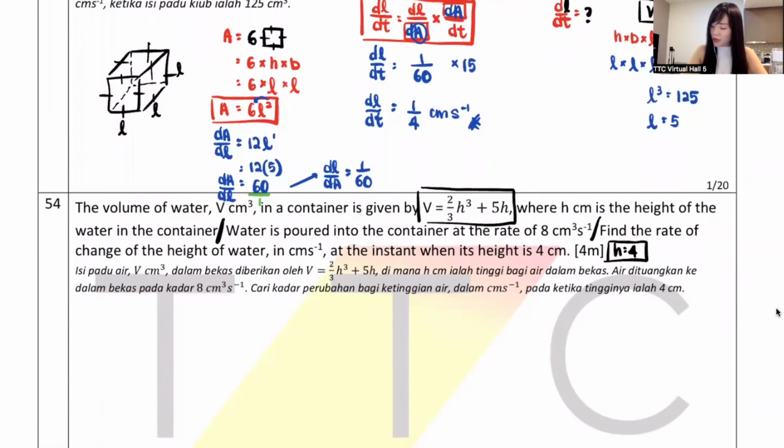I repeat, the keyword is rate and another rate. Okay, there are two rates. Rate represents d something over dt. Rate represents d something over dt. Okay, so guys, may I know the 8 is d what over dt?